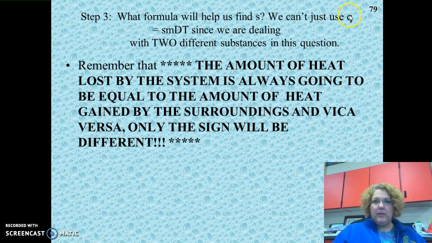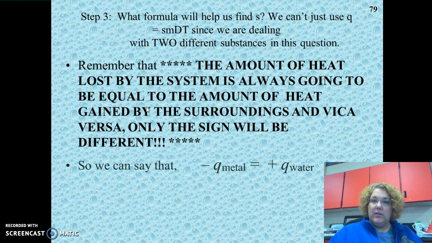What formula can help us? We can't just use Q equals m c delta T for the metal because we're dealing with two different substances in this question. But remember, the amount of heat lost by the system is going to be equal to the amount of heat gained by the surroundings and vice versa. It's just the signs that are going to be different. So the negative Q of the metal is simply the positive Q of the water. So we use Q equals m c delta T on the water, since we know the specific heat is 4.18, we know the mass of the water, we know the change in temperature of the water. We get that positive Q for the water, and then we simply change the sign and make it negative. And then use Q equals m c delta T again and solve for the specific heat of the metal. Just do it twice.